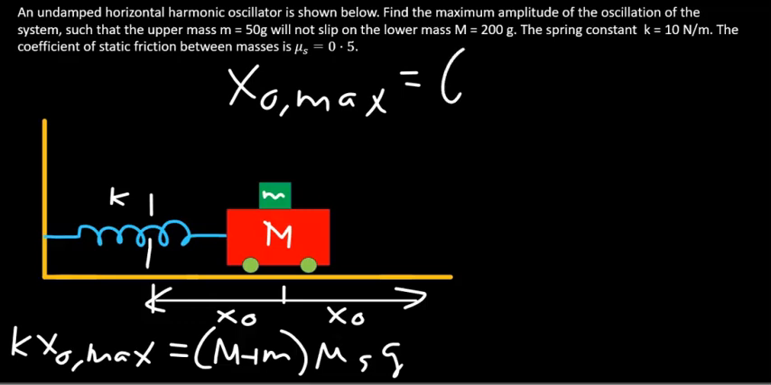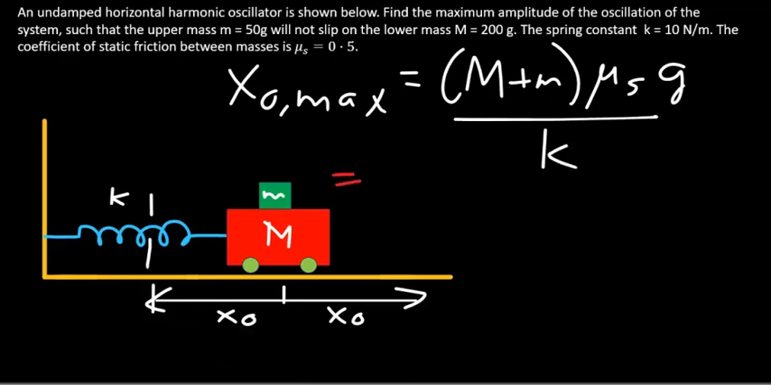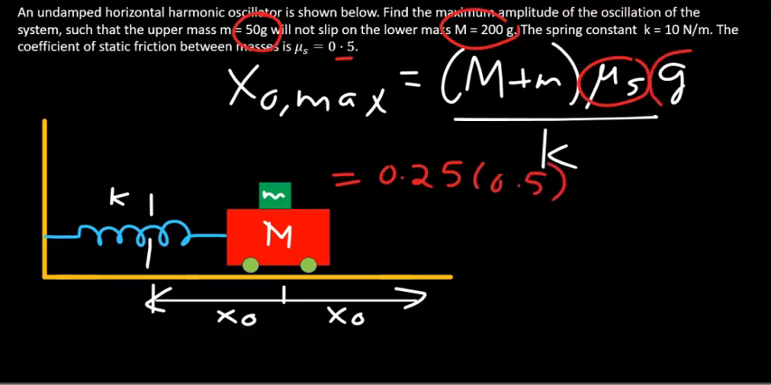It is quite simply the sum of the two masses times the coefficient of static friction times gravitational acceleration over the spring constant. Let's substitute the figures. Capital M is 200 grams, little m is 50 grams. Together they're 250 grams, so that is 0.25 kg. Coefficient of static friction is 0.5, so times 0.5. g is 9.81 meter per second squared, and spring constant is given to be 10.